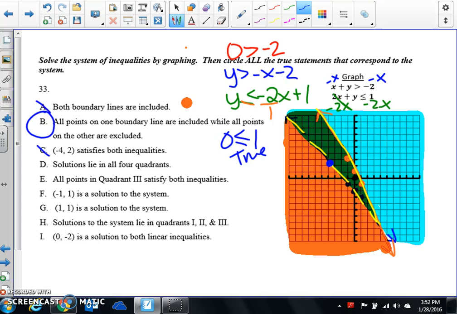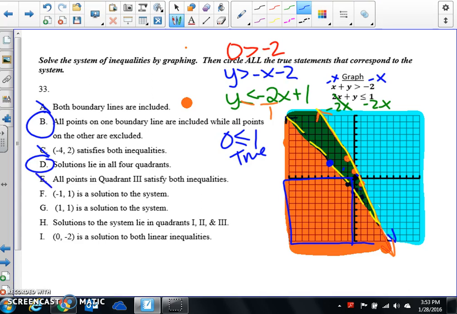D: solutions lie in all 4 quadrants. Now, it doesn't mean every single quadrant has to be completely maxed out. Now, here's where it gets a little confusing. This is quadrant 1, this is quadrant 2, quadrant 3, quadrant 4. E: all points in quadrant 3 satisfy both inequalities. So quadrant 3 is right there, and I can tell you right now, that just looks orange. So all points in quadrant 3 do not satisfy both inequalities. They would have to be that dark green color. So that does not make sense.